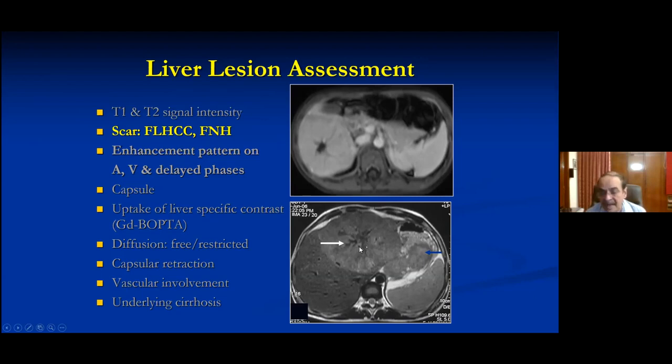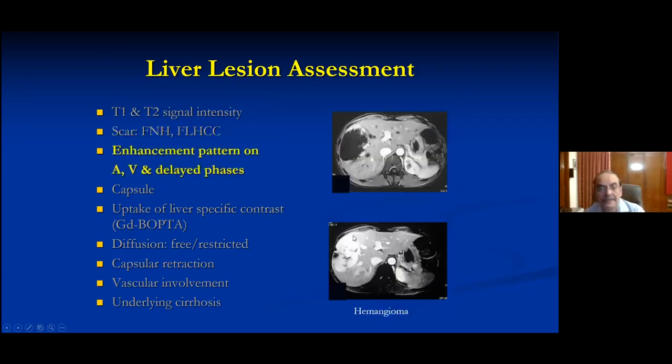Fibrolamellar HCCs have a high propensity to metastasize to lymph nodes. Almost 50% of them will show metastatic lymph nodes, locoregional lymph nodes, and these are all enlarged lymph nodes from this large FLC in the left lobe of the liver.